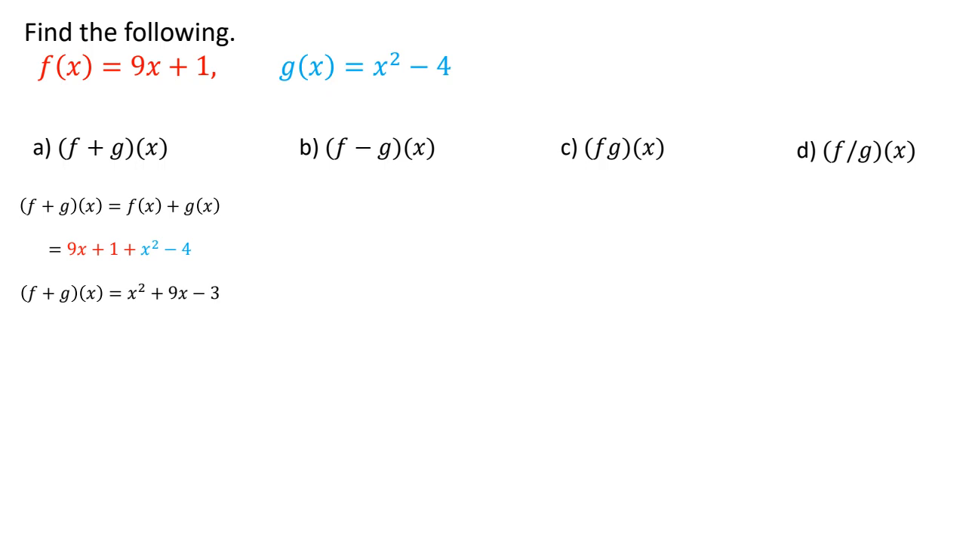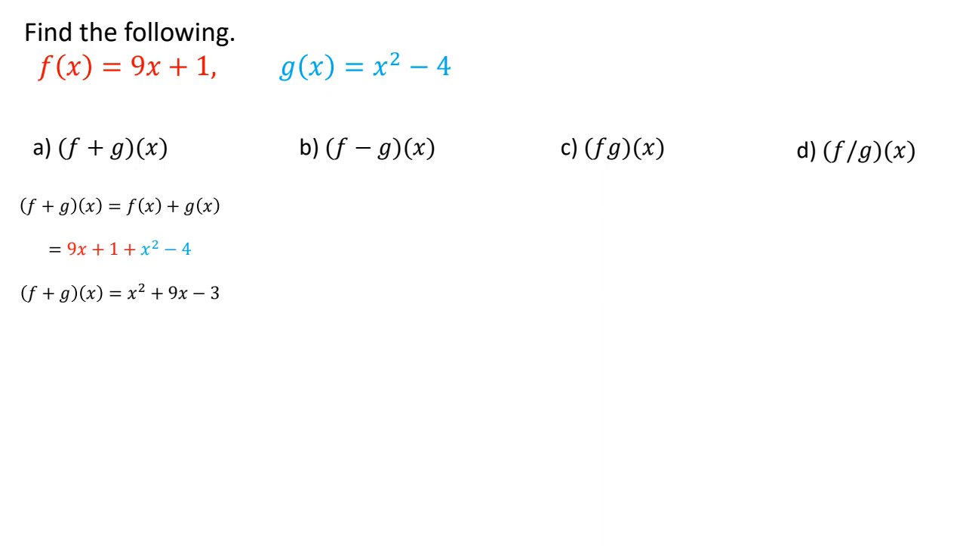So I can combine like terms if I can, and the only two like terms that I can combine are the plus 1 and the minus 4, the constants. The order doesn't matter, but we always like to have it in descending order. So the addition of function f with g is x squared plus 9x minus 3.